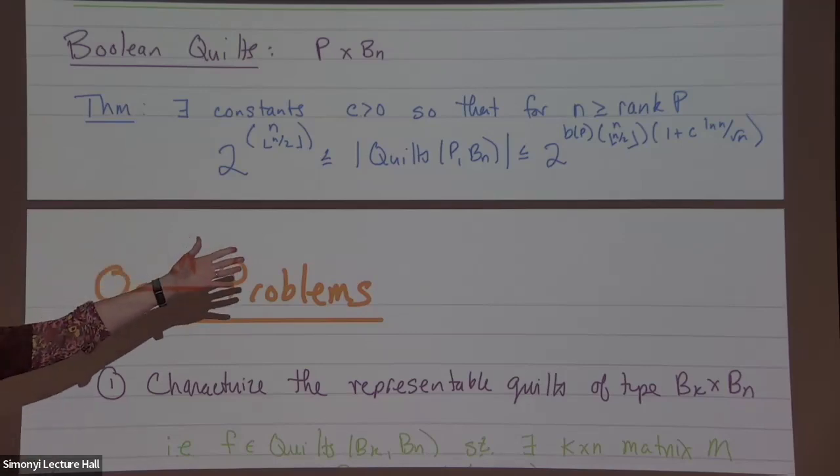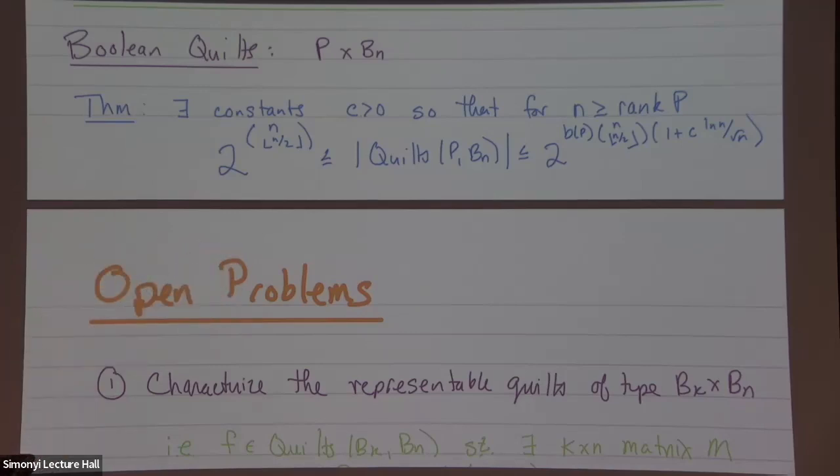They're big, and the upper bound is similar, but a little bit worse and has a B of P in an exponent there. So they're growing very fast, but we have some asymptotics.